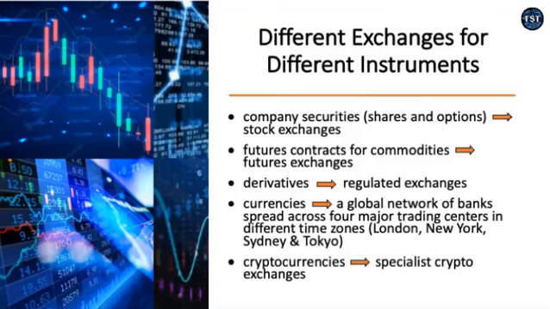Trade in these various financial instruments occurs on different exchanges according to the type of instrument. Company securities, that is, shares and options, are traded on stock exchanges. Futures contracts for commodities are traded on futures exchanges. Derivatives are traded on regulated exchanges. Currencies are traded through a global network of banks spread across 4 major trading centres in different time zones: London, New York, Sydney and Tokyo. And finally, cryptocurrencies are traded on specialist crypto exchanges.